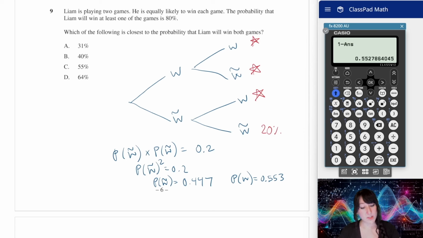And then to answer the question about the probability of winning both, well, that'll just be the square of this answer. And the closest is A at 31%.